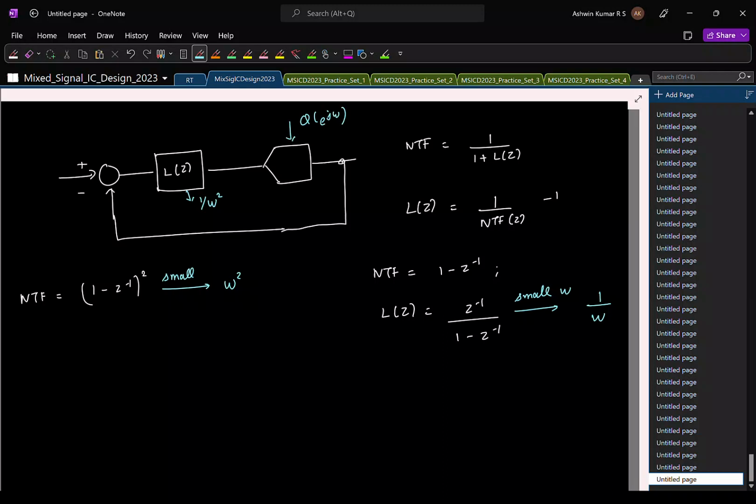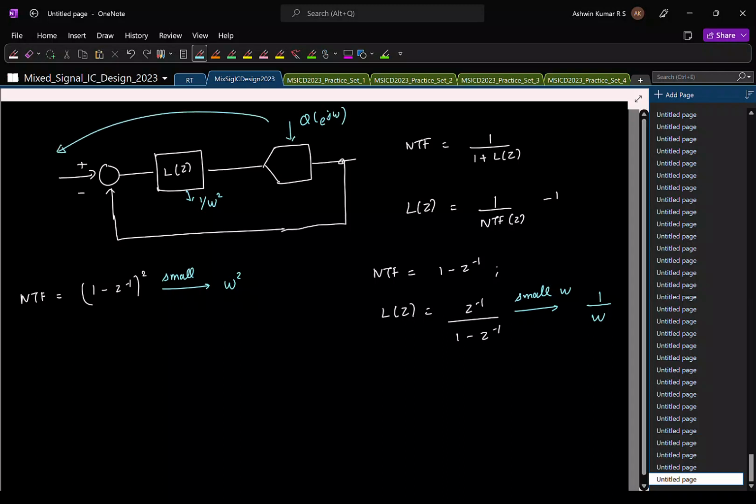So if I refer the quantization noise back to the input, remember that to find the quantization noise at the output, I can as well find the effective quantization noise when you refer it to the input, because the STF from input to the output at low frequencies is 1. Is that okay? So if I refer this back to the input, what will it be?